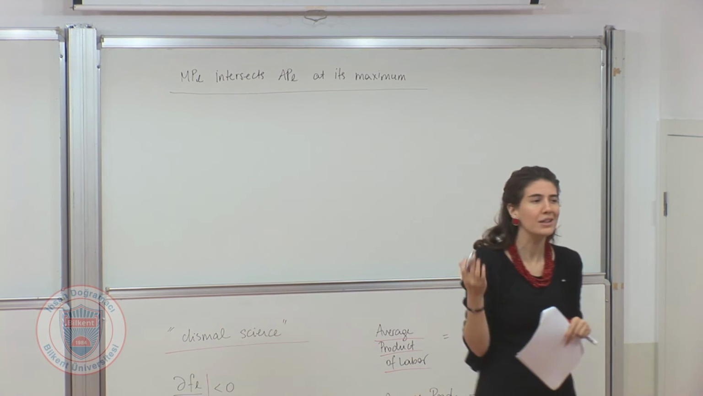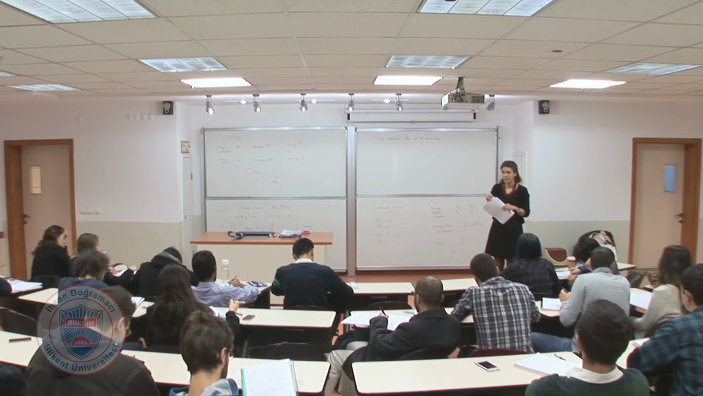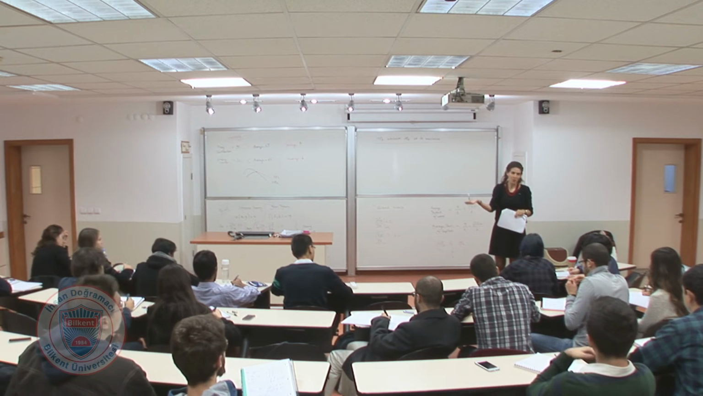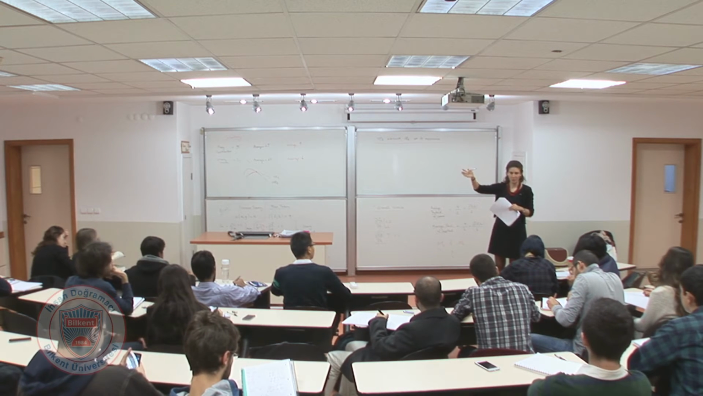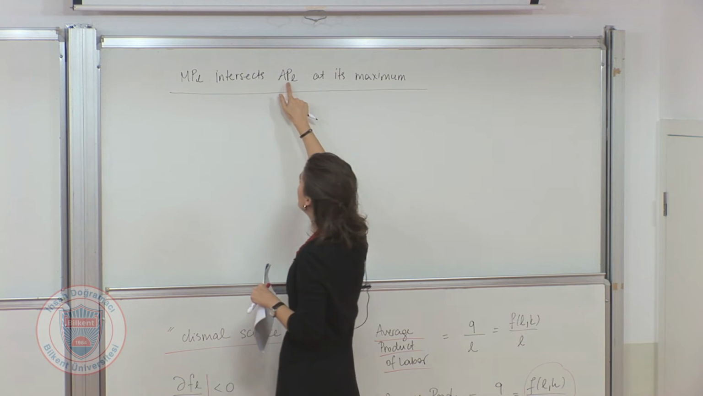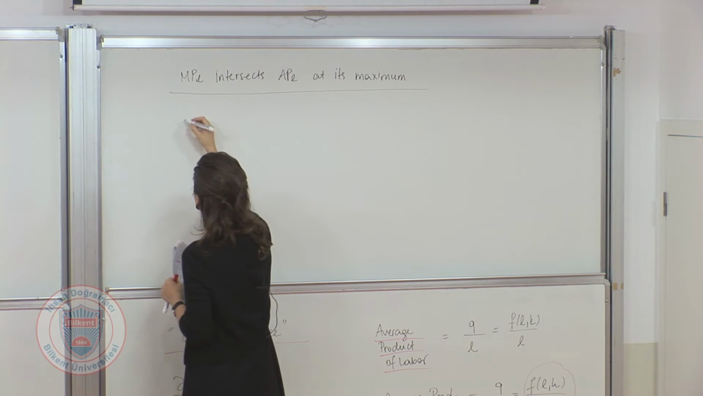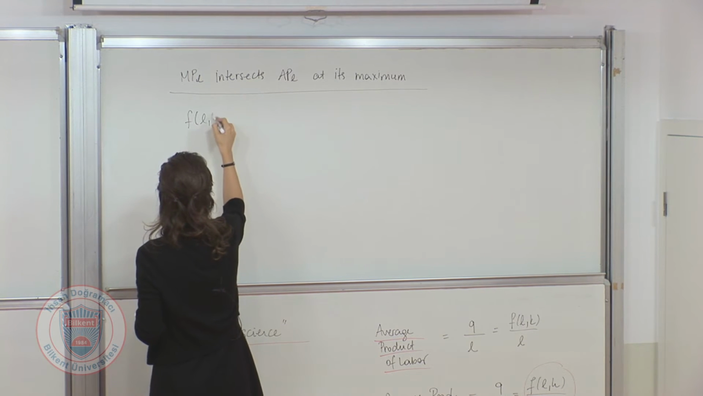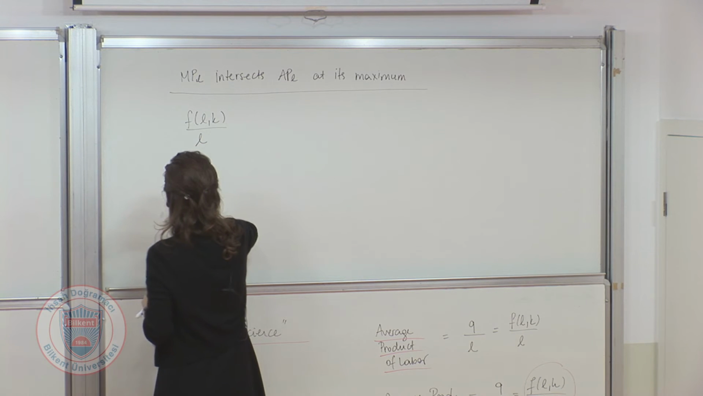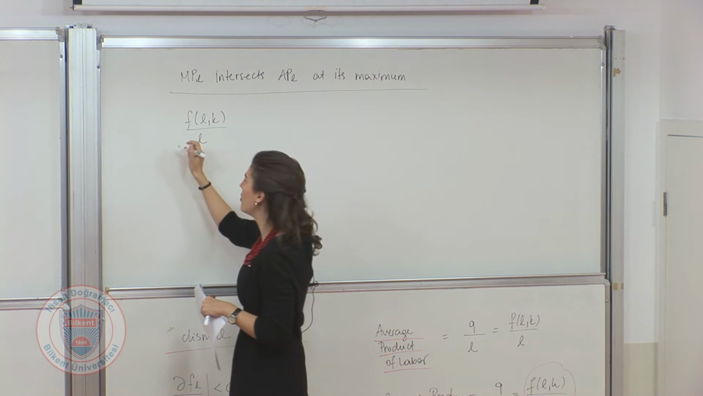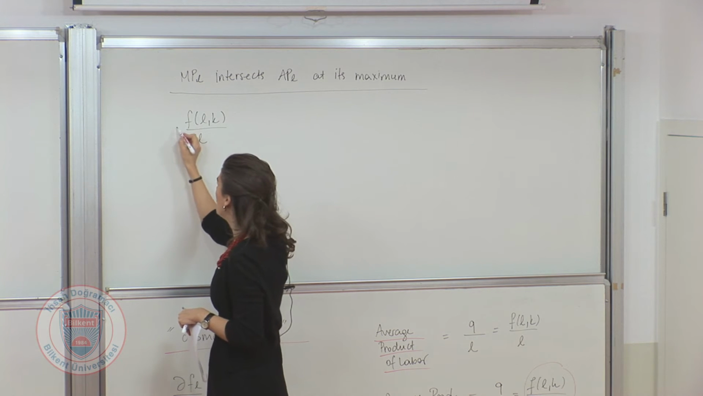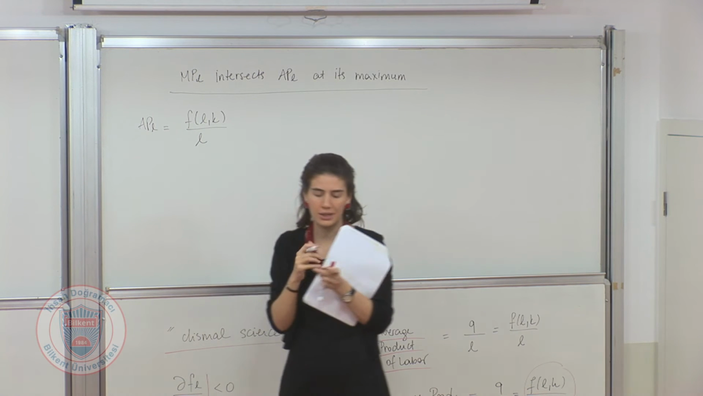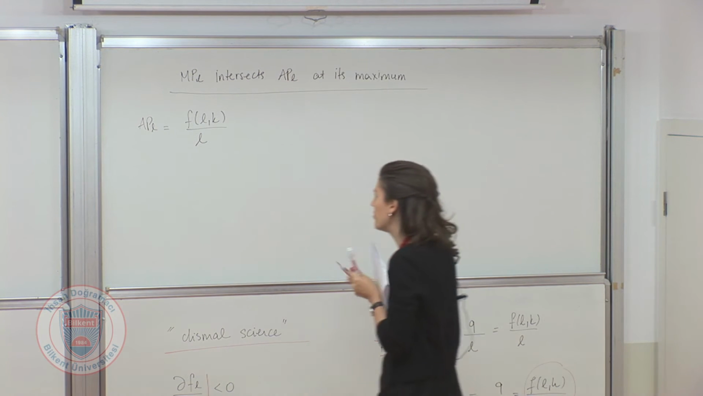So if you want to find the maximum of a function, what do we do? Don't worry, it's not a tricky question. You take the derivative and set it equal to 0, right? So let's get average product, which was basically this. Let's call this f of L, k divided by L. So this is average product of labor. I'm going to take the derivative of this and then set it equal to 0, okay?